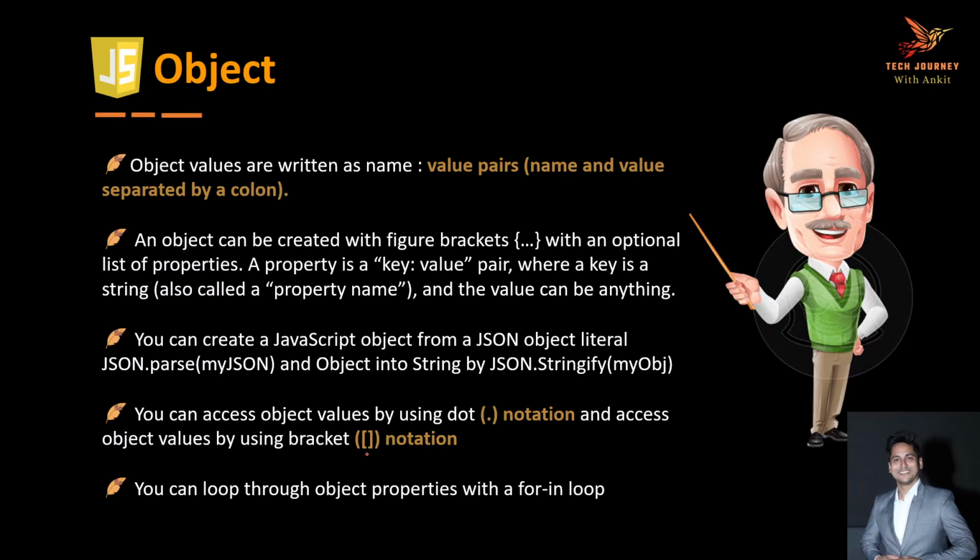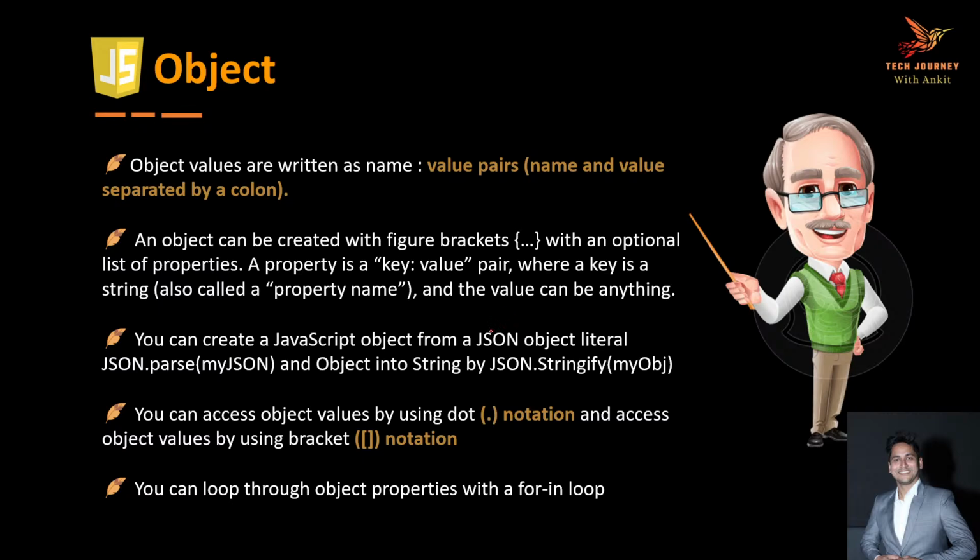So in case you have to add something into the object, you can do that with the help of dot notation. In case you have to access something from the object, that also you can do with the help of dot notation. Again, you can also iterate over the object with the help of a for in loop, like you iterate over the arrays. Similarly, you can also iterate over the objects by using this for in loop here.